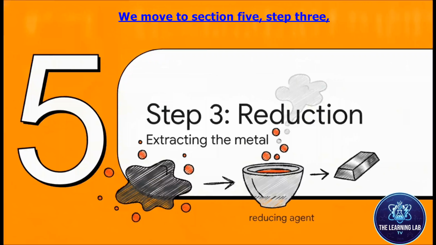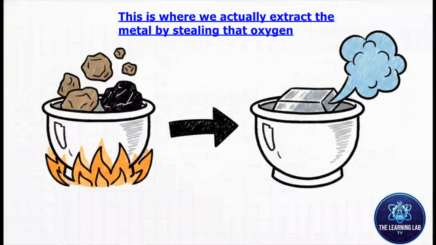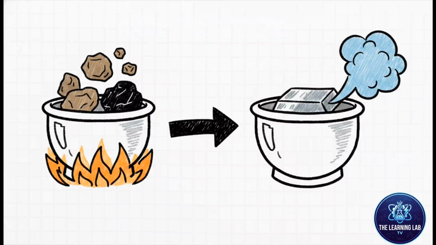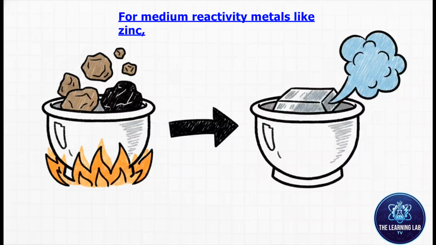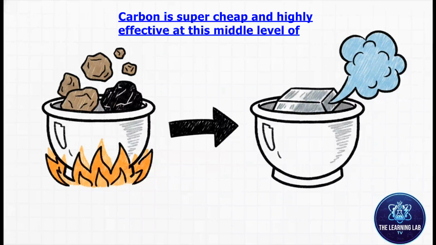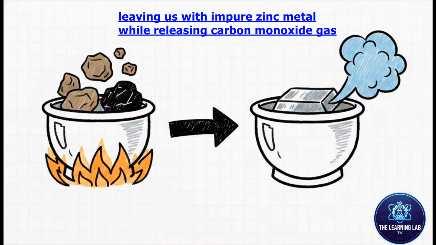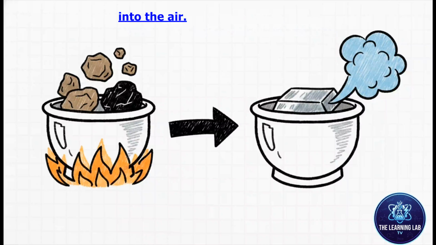Our metal is now neatly trapped in an oxide state. Boom. We move to Section 5, Step 3, reduction. This is where we actually extract the metal by stealing that oxygen right back. We use what chemists call a reducing agent. For medium reactivity metals like zinc, it's beautifully simple. We just heat the zinc oxide with carbon. Carbon is super cheap and highly effective at this middle level of the reactivity series. It essentially steals the oxygen off the zinc, leaving us with impure zinc metal while releasing carbon monoxide gas into the air.